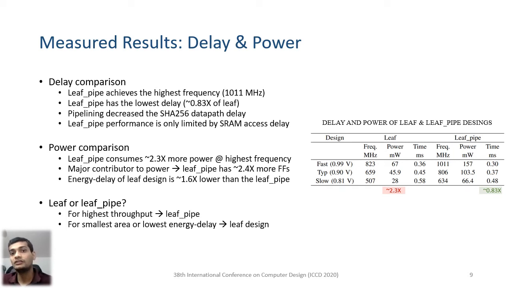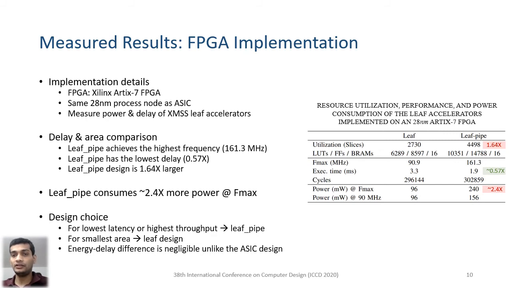LeafPipe design is most suitable for applications that need to maximize performance. But if an application is sensitive to power consumption or area, then Leaf design is a good choice. In addition to the ASIC implementation, we implemented the accelerators on the Arctic7 FPGA. On the FPGA, the LeafPipe design is approximately 1.6 times larger than the Leaf design.